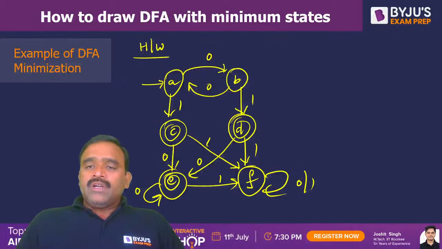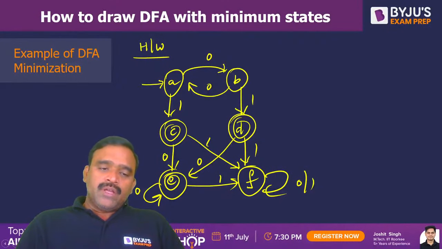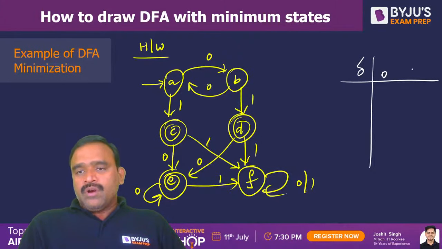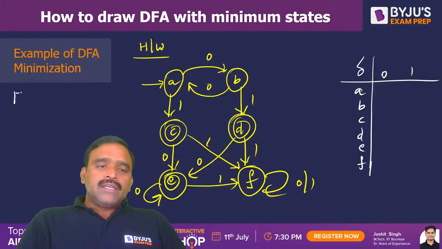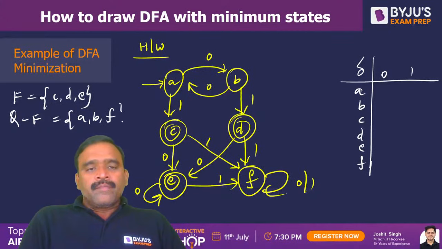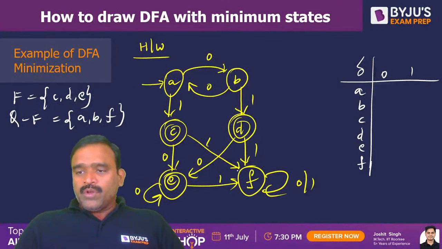One trick I wanted to tell you. The same trick you can use. Before you begin the solution, I am just giving you the trick. So 0 and 1 are the inputs here. A, B, C, D, E and F. The set of final states are C, D, E, and the set of non-final states are A, B and F. Hope you are following.